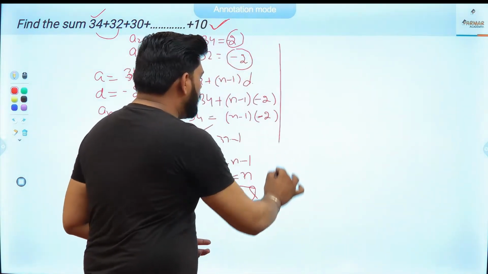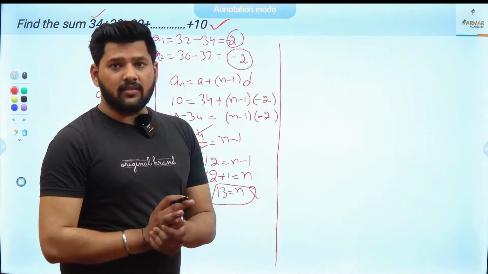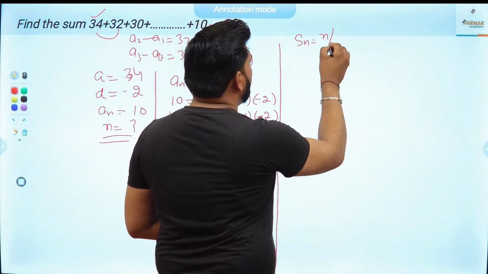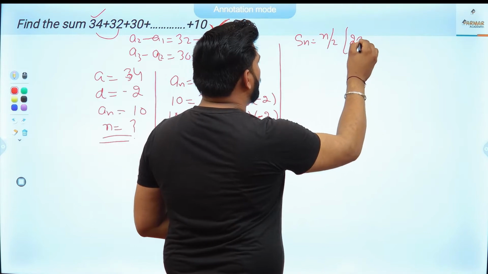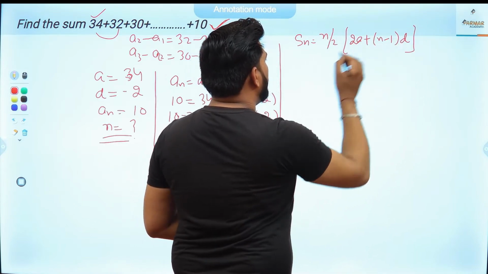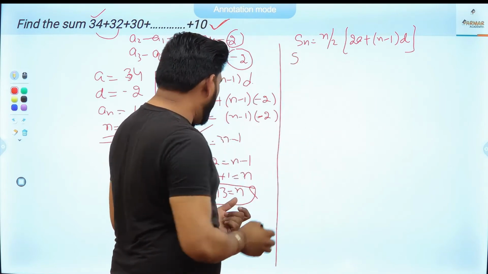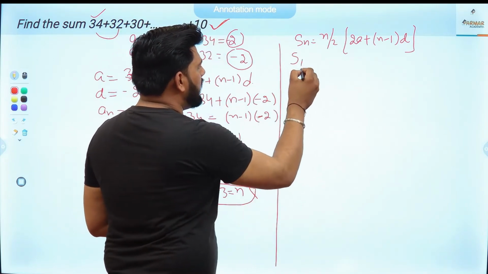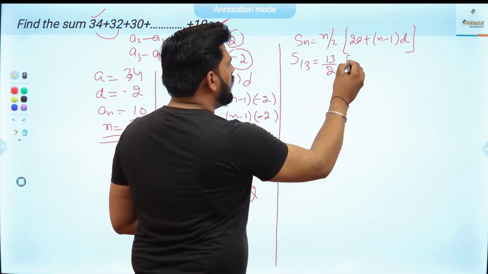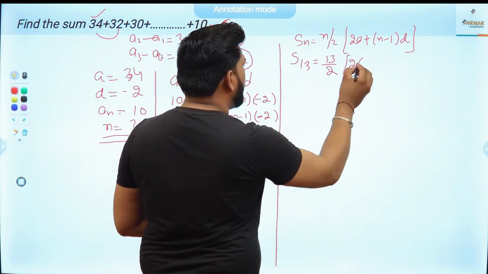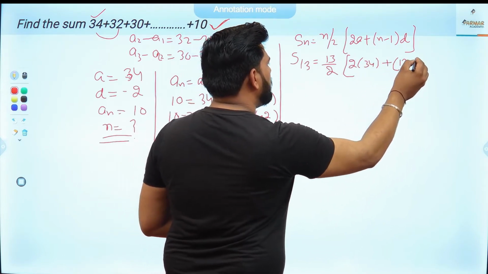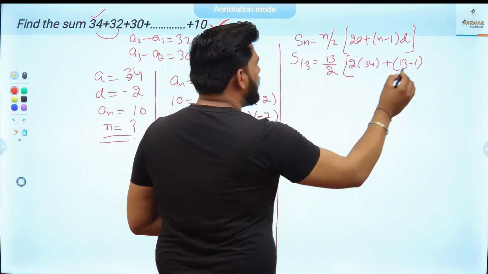So again, using the formula to find the sum, Sn is equal to n upon 2 into 2a plus (n minus 1) times d. Now put the values. We have to find the sum of 13 terms. N is 13. So that is 13 upon 2, 2a, where a is 34, plus (n minus 1), that is 13 minus 1, into d, that is minus 2.